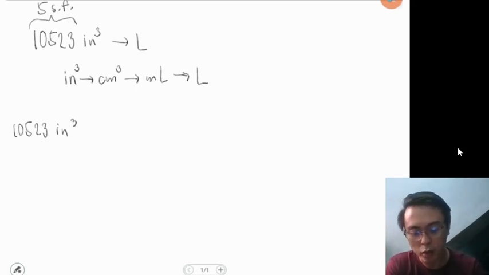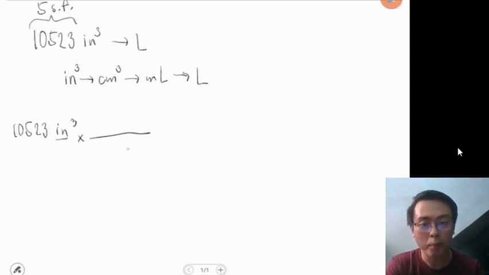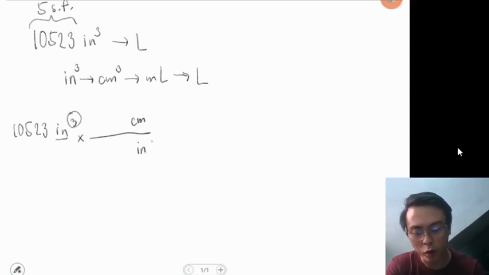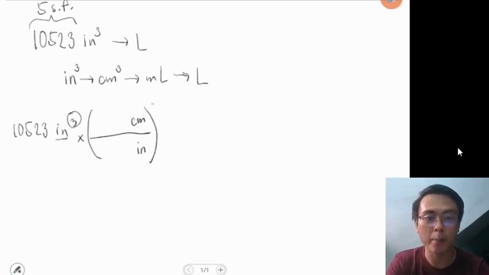First, unit conversion. Inches at the top, therefore I need to match that with inches at the bottom. And at the top is centimeter. But this is cubic inches, so we also have cubic inches at the bottom. Therefore, this entire factor should be raised to 3. So this is very important.